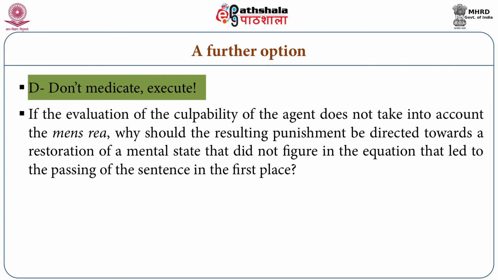If the evaluation of the culpability of the agent doesn't take into account the mens rea, in other words, if we're committing this execution because of the gravity of the crime and not exclusively because of the intention behind it, then why should the resulting punishment be directed towards a restoration of the mental state that did not even figure in the equation leading to the death sentence in the first place? In other words, the idea here is that we have to get Singleton's mind back into capacity so he understands that he committed a crime for which he must suffer the death penalty.